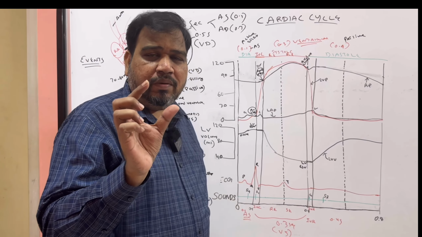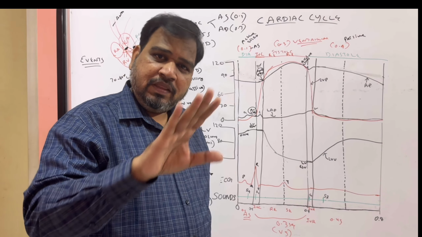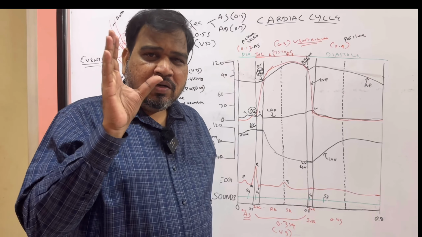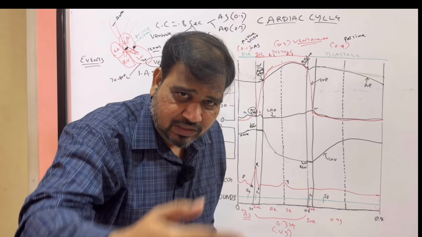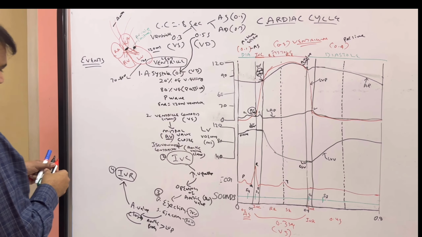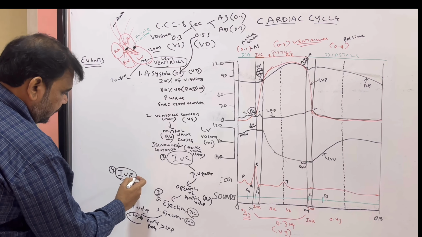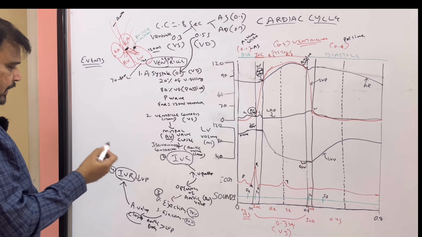So during isovolumetric relaxation phase, what happens to the ventricular volume? Remains the same, isovolume. During isovolumetric relaxation phase, what happens to the ventricular pressure? Decreases. Now, during isovolumetric relaxation phase, there is decrease in ventricular pressure, no change in volume, that I am not going to mention. Now what happens?